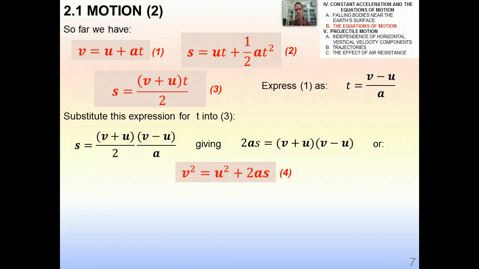Okay, and I derived them for you graphically. There's a way to derive them using calculus, of course, and maybe we'll talk about that in class if you wish. But for now, these are the 4 equations of motion. They'll be given to you in your data booklet.